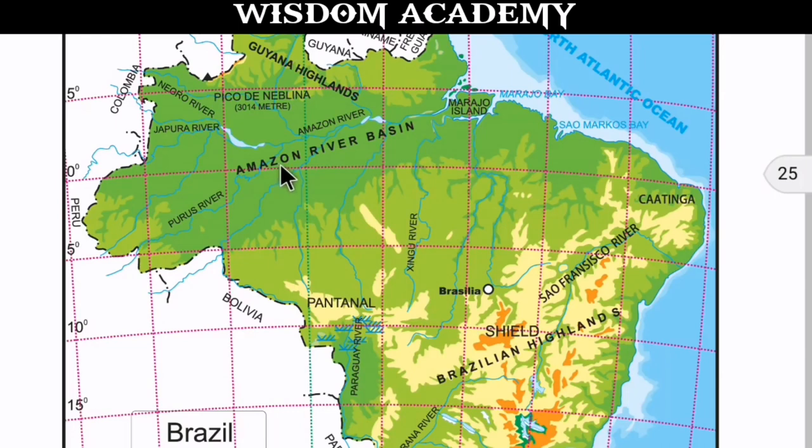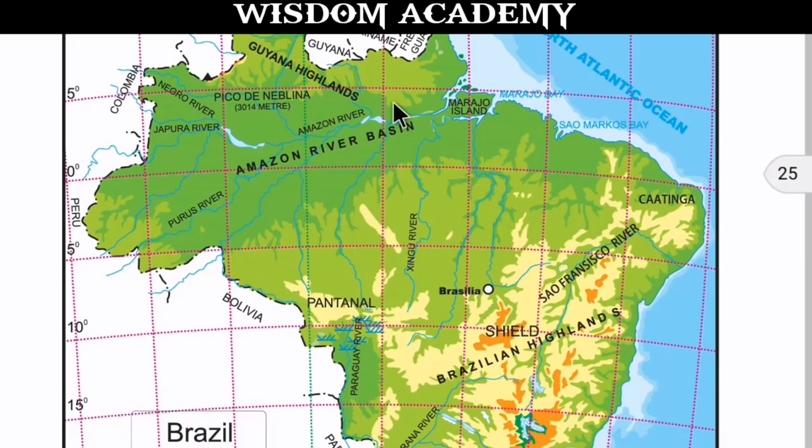Most of the Amazon plains are covered by tropical rainforest. Here we are having tropical rainforest. So yahan hamesha rainfall hote rehta hai. The Amazon River Basin is lying near the equator region. So equator mein tropical rainfall hota hai, hamesha rainfall hote rehta hai. So here we are having tropical rainforest or evergreen forest.